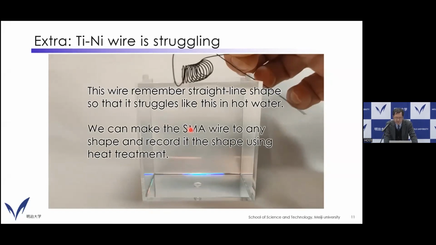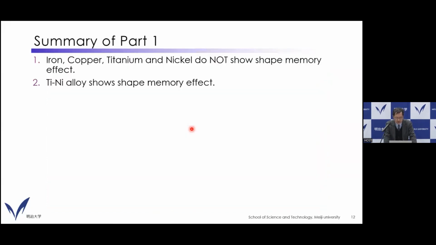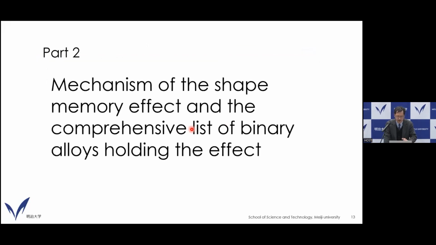We can make the shape memory alloy wire into any shape and record that shape using heat treatment. Okay, I show you the summary of part one. Iron, copper, titanium, and nickel do not show shape memory effect. Titanium nickel alloy shows shape memory effect. Move on to part two. I explain the mechanism of the shape memory effect, on the comprehensive list of binary alloys holding the effect, made by myself.